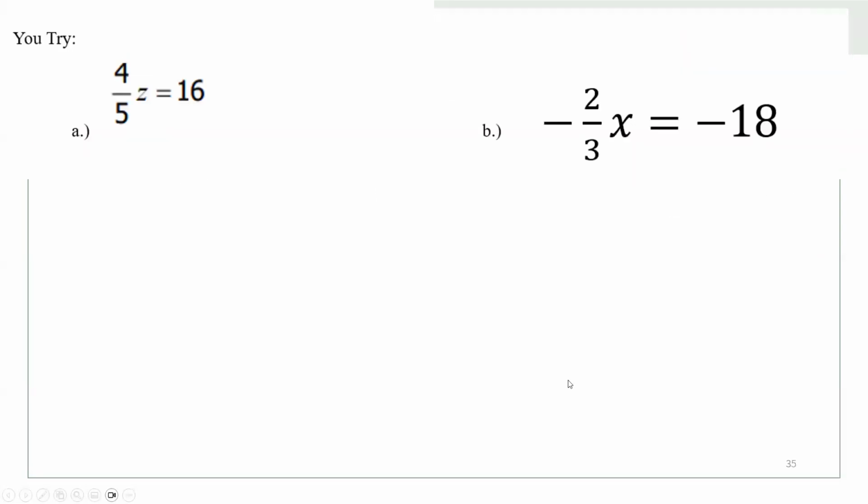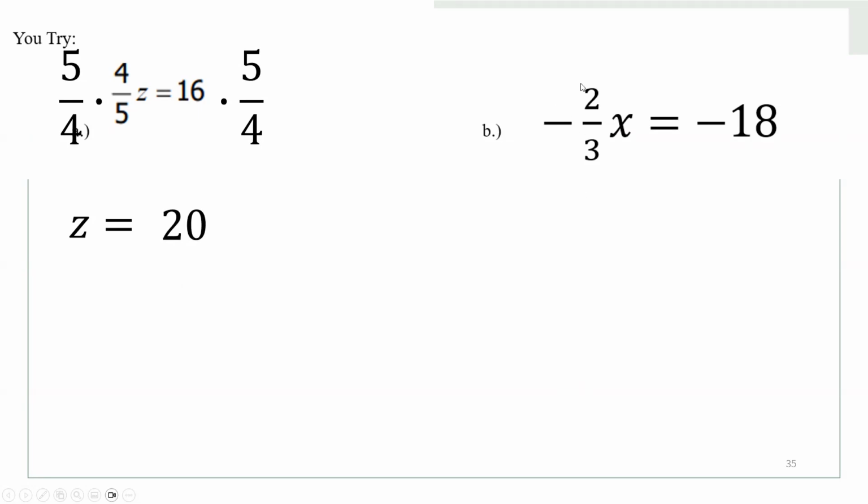All right, there's a you try. Pause the video and try those 2 examples. All right, to get rid of 4/5, you multiply both sides by 5 over 4. Multiply both sides by 5 over 4. You end up with z equals 20.